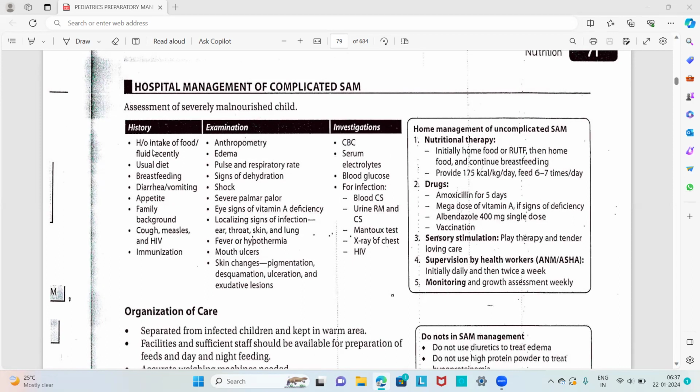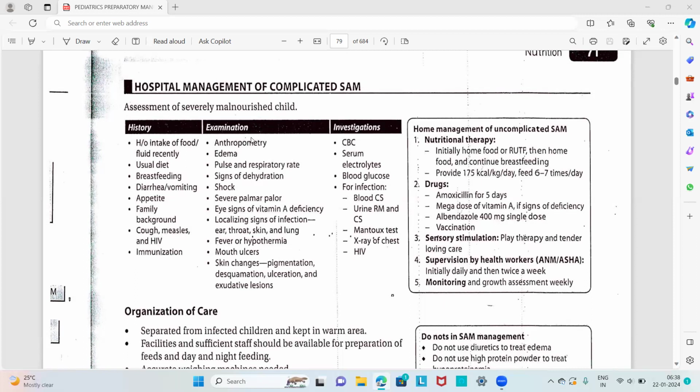We have to ask about the history of the intake of food or fluid recently, the usual diet of the child, breastfeeding, whether there is any diarrhea or vomiting, the appetite of the child, the family background, and the presence of cough, measles, and HIV recently or in the past, then immunization. So these are the parts of the history. We have to take a thorough history regarding this.